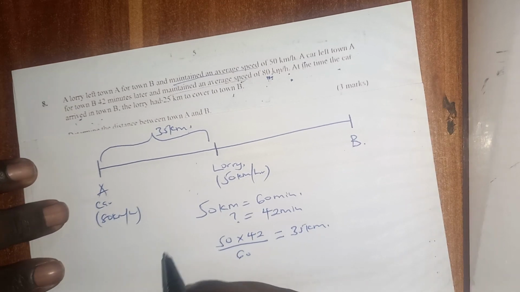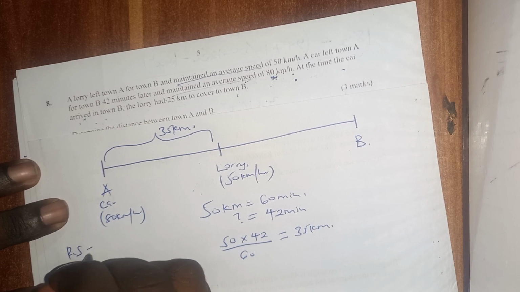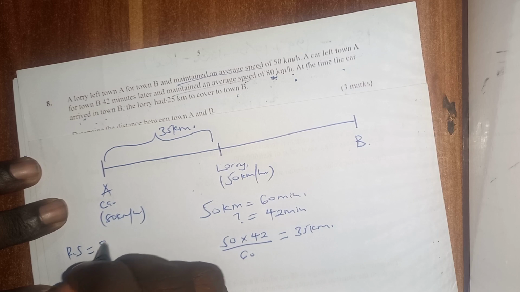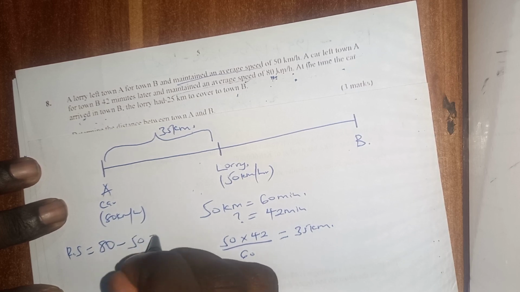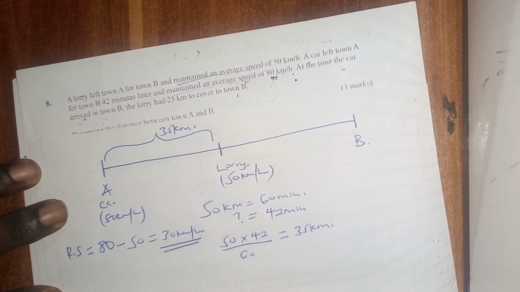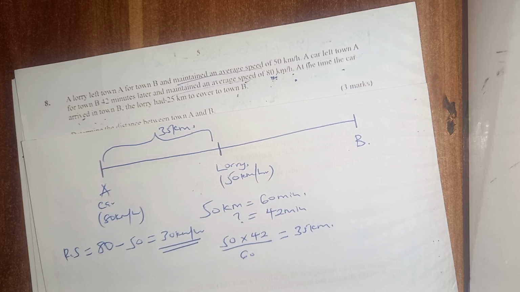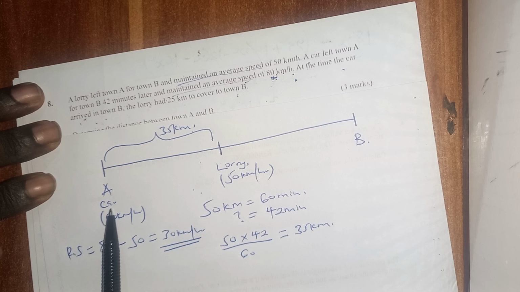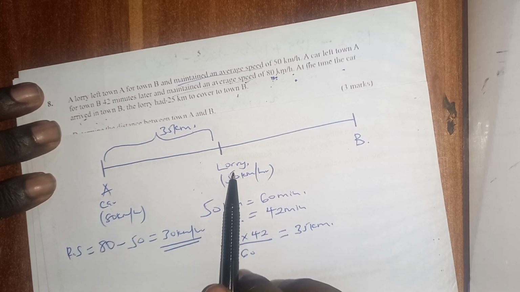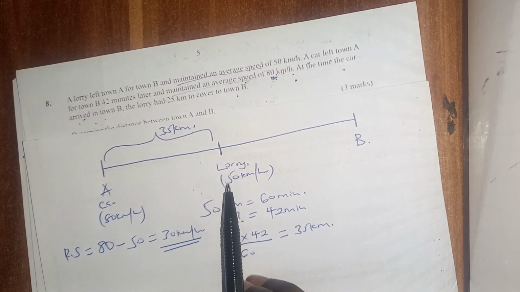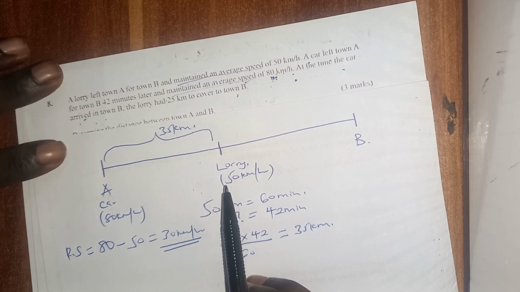So the relative speed, since they are going in the same direction, we are going to deduct it. So it's going to be 80 minus 50. It's going to be 30 kilometers per hour. That's the relative speed. Now, it means that the car is gaining on the lorry at a speed of 30 kilometers per hour.